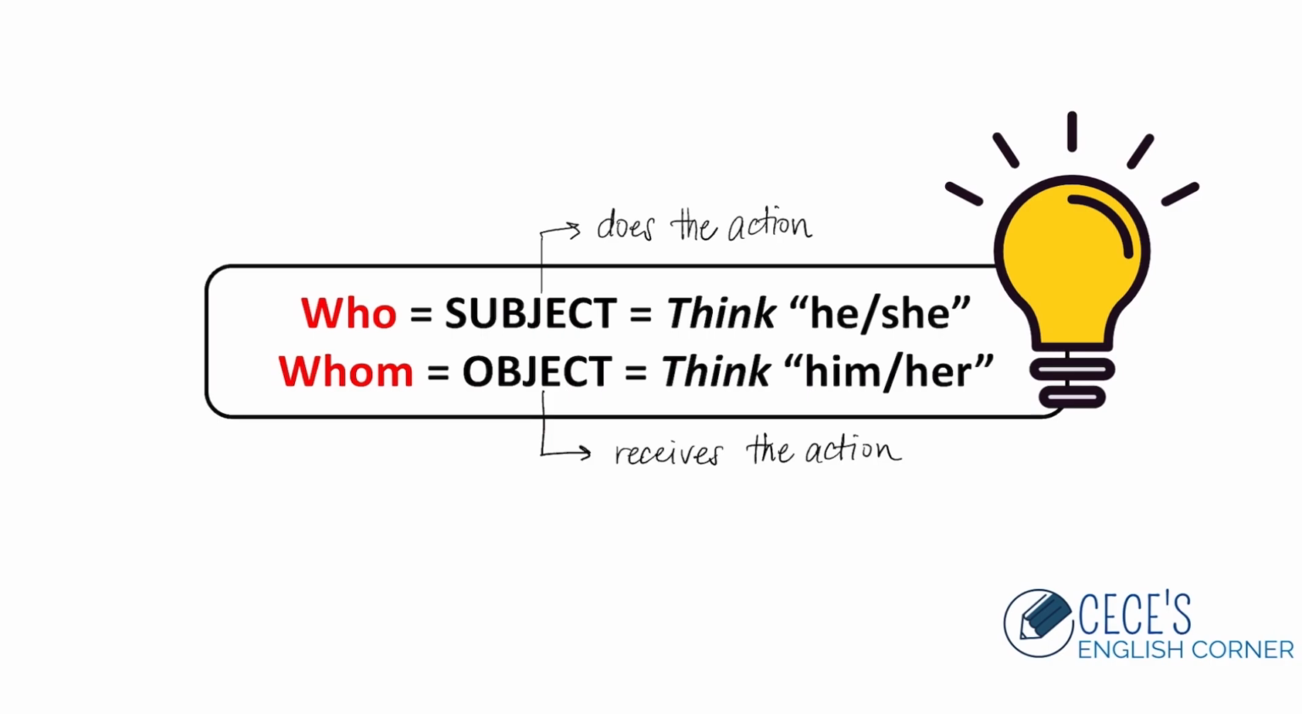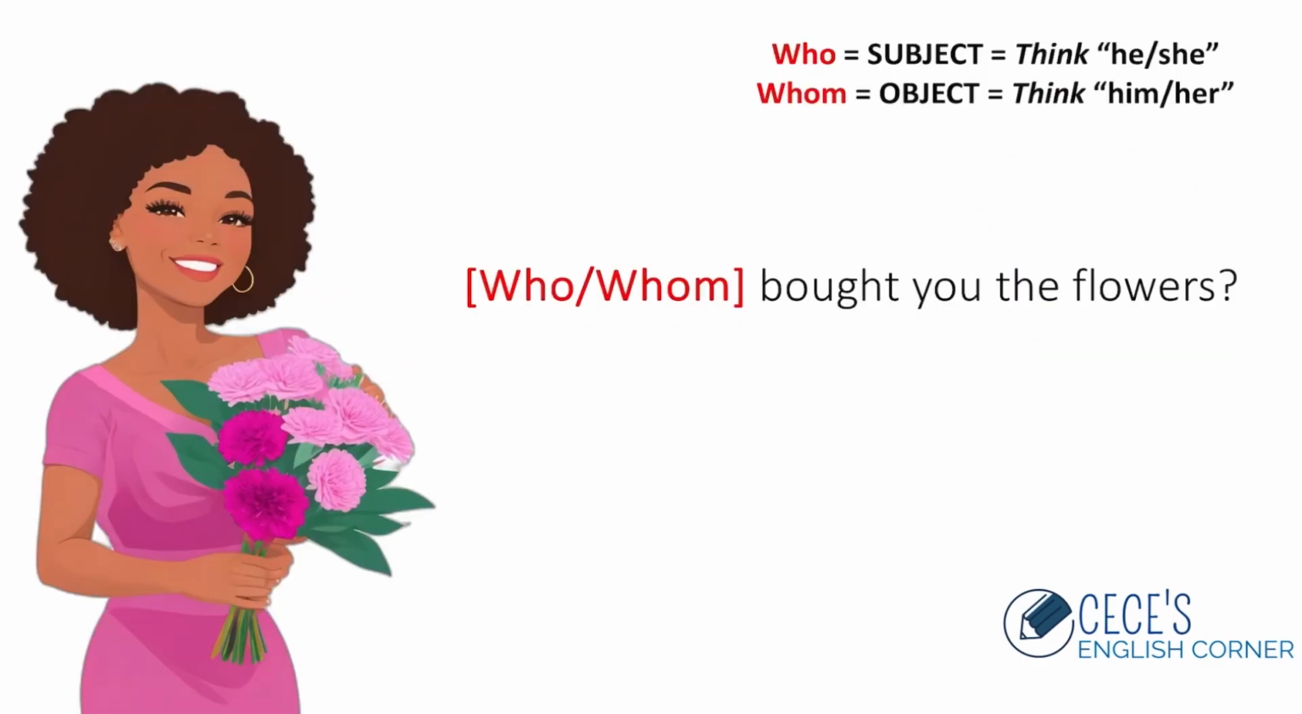So, to summarize, who functions as a subject? Think he or she. Whom functions as an object? Think her or him. Let's go through a few examples.